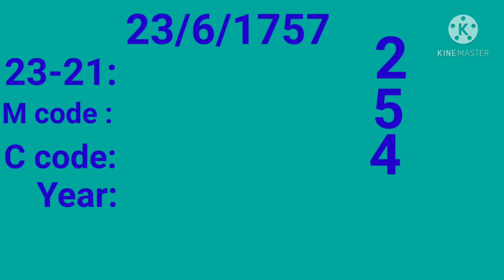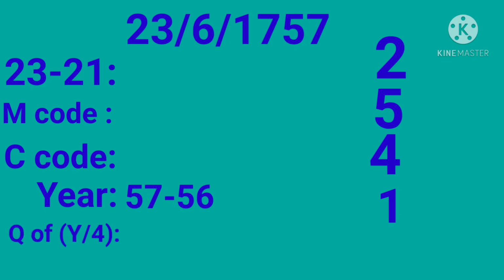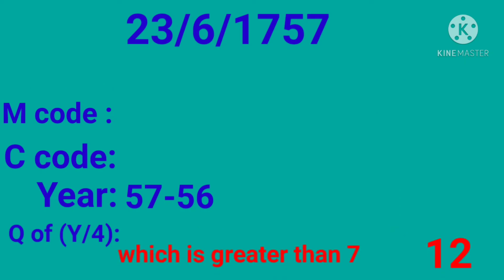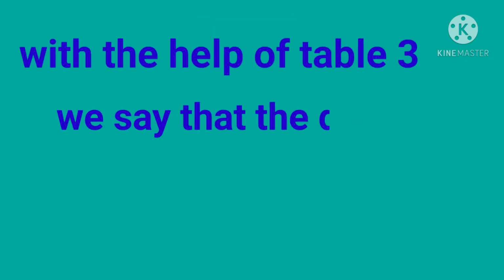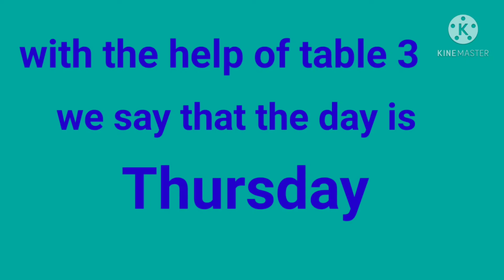Year 57, which is greater than 7, therefore 57 minus 56 equals 1. And the quotient of the year divided by 4, 57 divided by 4, is 14. 14 minus 14 is 0. So by adding all, we get 12, which is greater than 7. Therefore 12 minus 7 is 5. And with the help of table 3, we say that the day is Thursday.